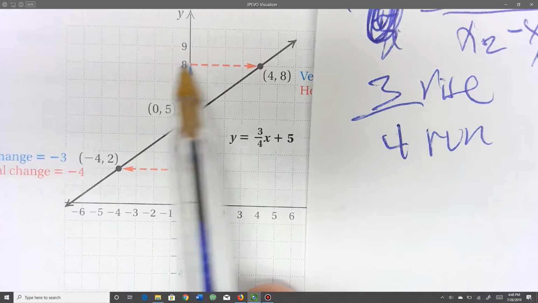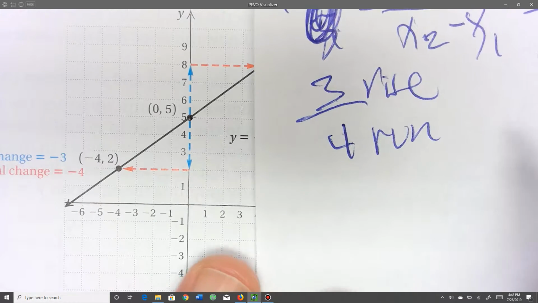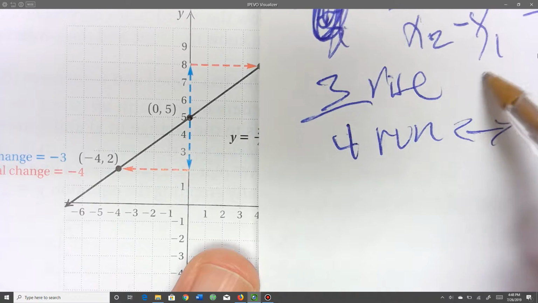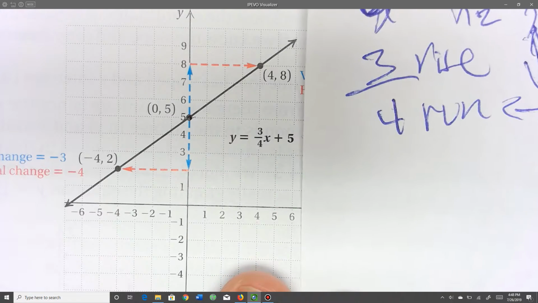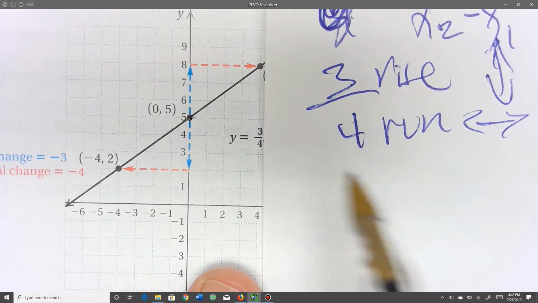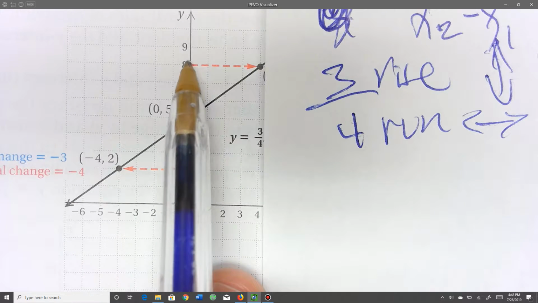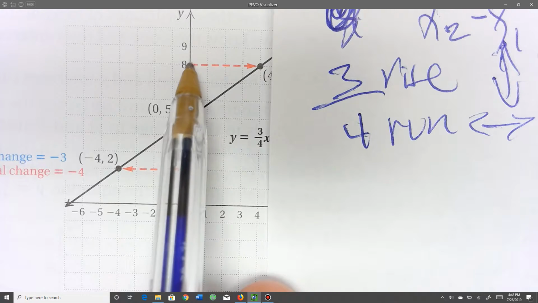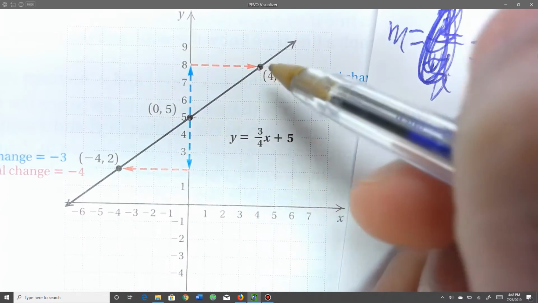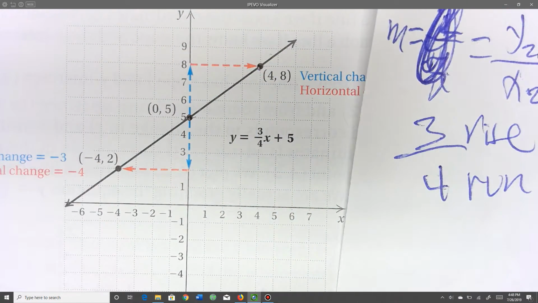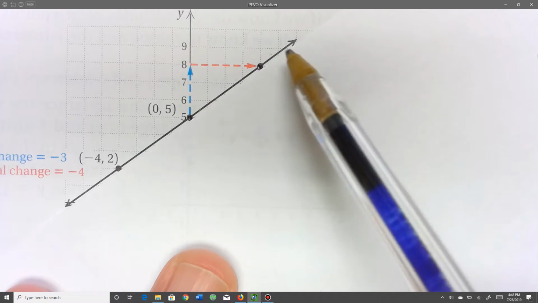And then for my run, don't plot anything yet. For my run, that means my x values, I move either to the left or to the right. In this case, I'm moving to the right because that 4 is positive, and I need to move 4 units to the right. 1, 2, 3, 4, and plot my value there. Plot right there, and then just use the straight edge to graph your equation, if that's what they need you to do, okay?